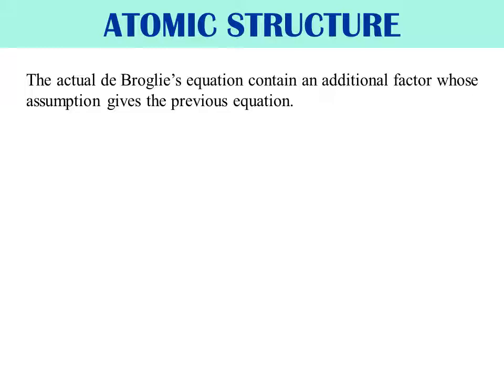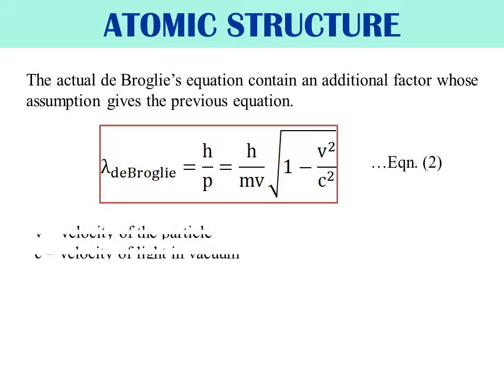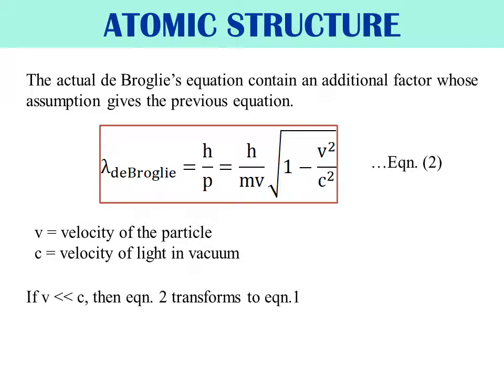Now, de Broglie's equation also has an additional factor, which was not there in the previous equation. The actual de Broglie equation is h by mv into the square root of 1 minus v squared by c squared, where v is the velocity of the particle and c is the velocity of light in vacuum. With certain approximations, if v is very much less than c, then equation 2 transforms to equation 1. That means lambda de Broglie equals h by mv.